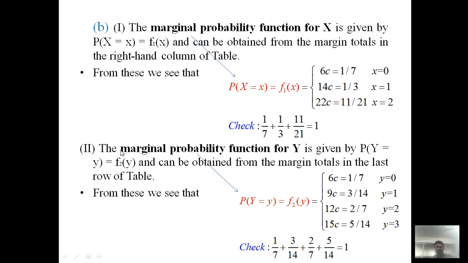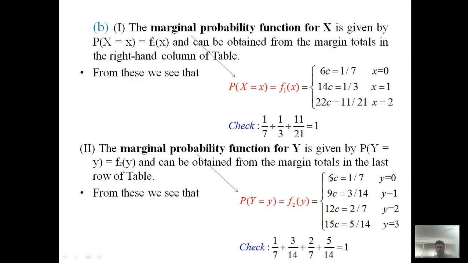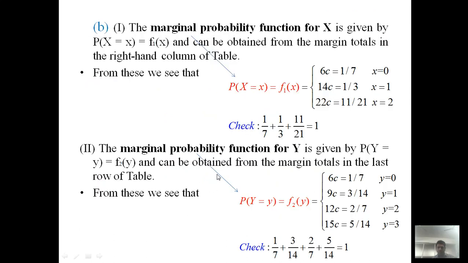Similarly, next we have to obtain the marginal probability function for y, denoted by probability of Y equal to y, f2(y). First, corresponding to y equal to 0, it is 6c, but c is 1 by 42, so 6 divided by 42 leads to 1 by 7. Now when y is equal to 1, the marginal probability is 9c, so 9 into 1 by 42 leads to 3 by 14.